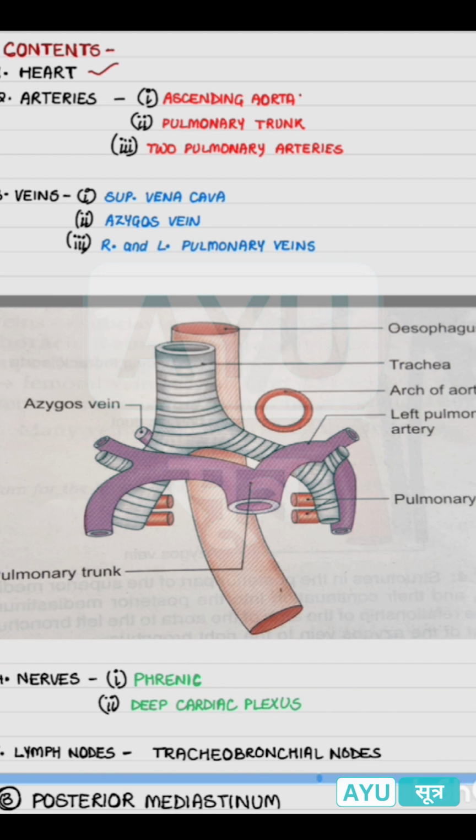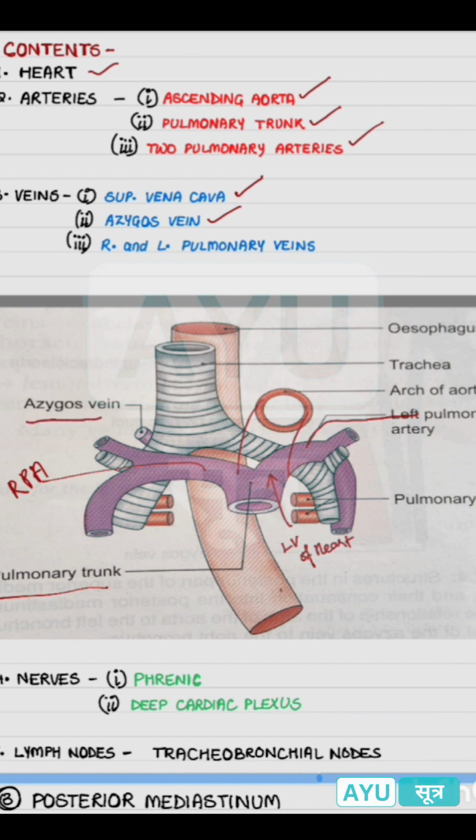First comes the ascending aorta. From this arch of aorta comes the ascending aorta, which is supplied by the left ventricle of the heart. Pulmonary trunk is shown in this figure, and the two pulmonary arteries. This is the left pulmonary artery and this is the right pulmonary artery. Next are the veins: the superior vena cava, azygous vein, right and left pulmonary veins.